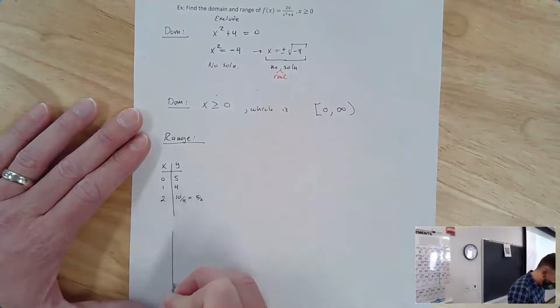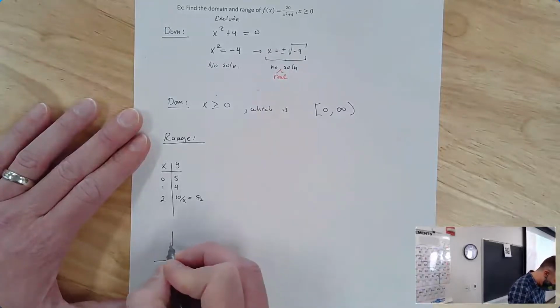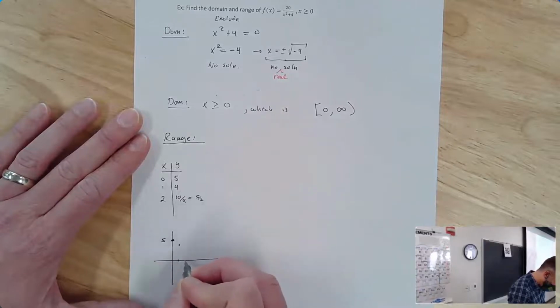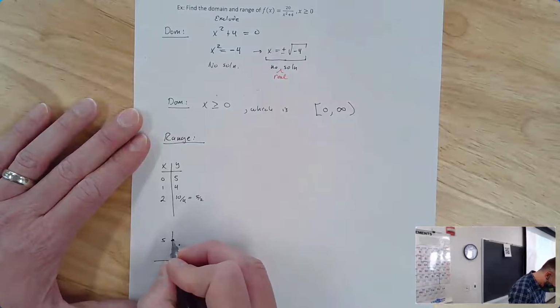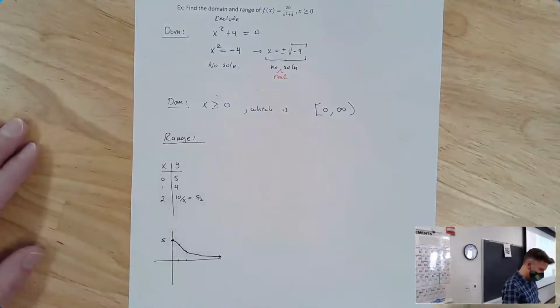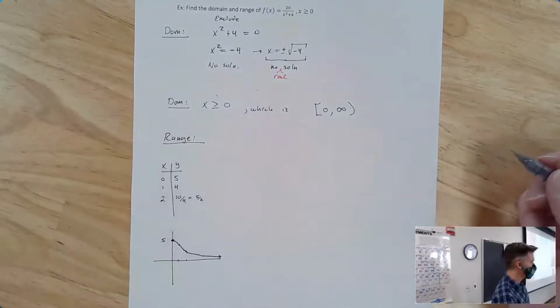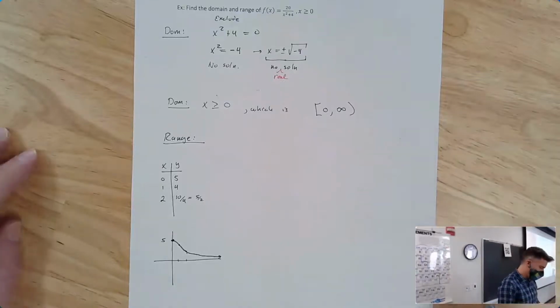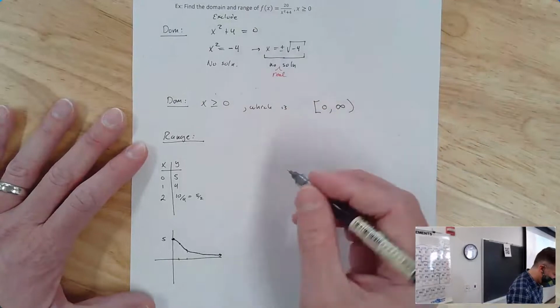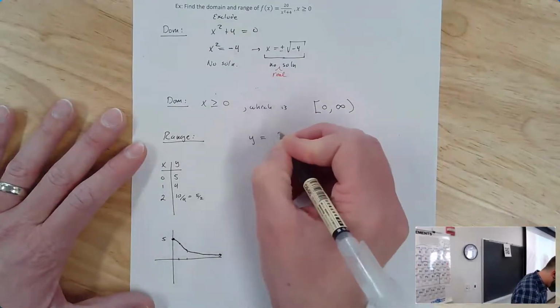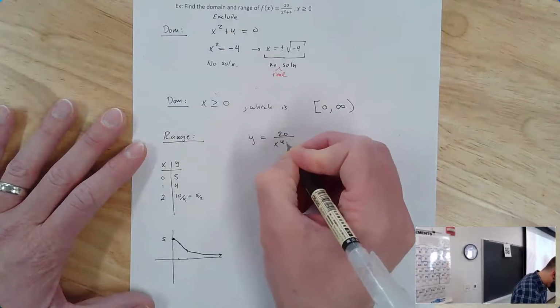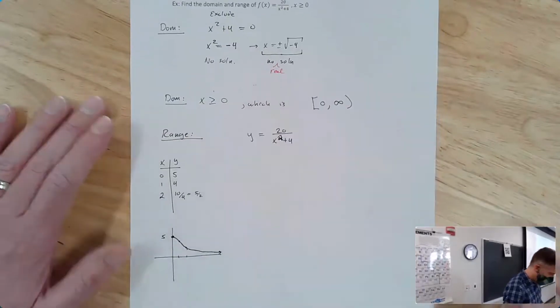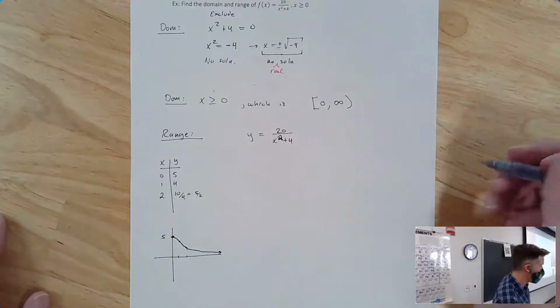So thinking about what the graph of this looks like, it's starting at (0, 5), then I've got (1, 4), and then (2, 5 halves). It looks like it's doing something like this, but it's never going to equal 0 because 20 over x squared plus 4 could never be 0. The numerator could never be 0. So thinking about this expression, it looks like the biggest it can be is 5.